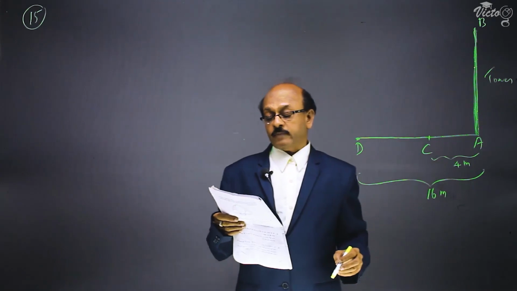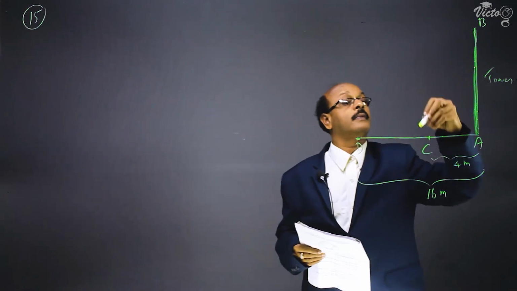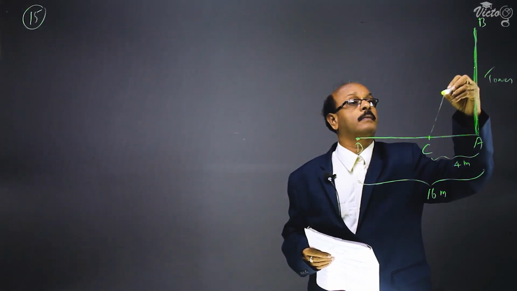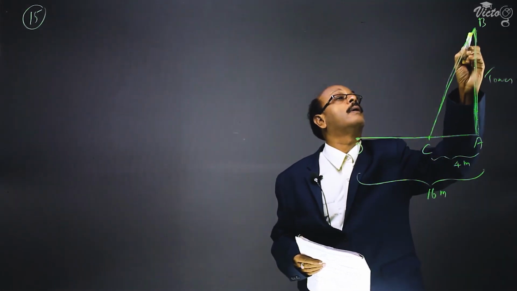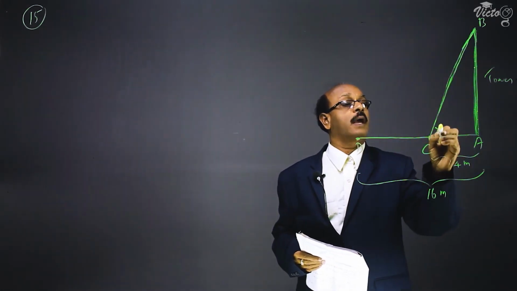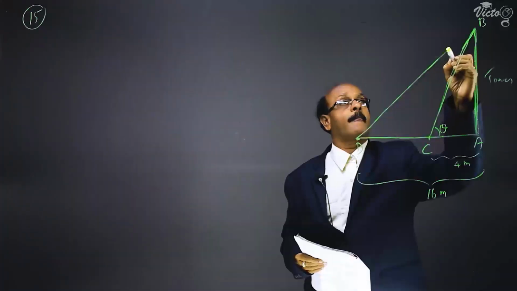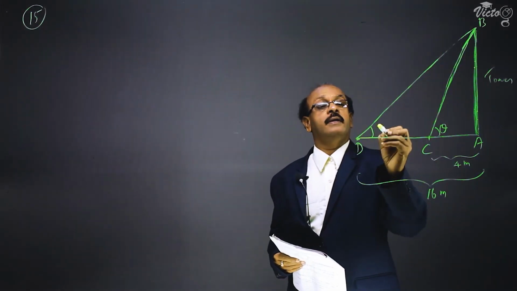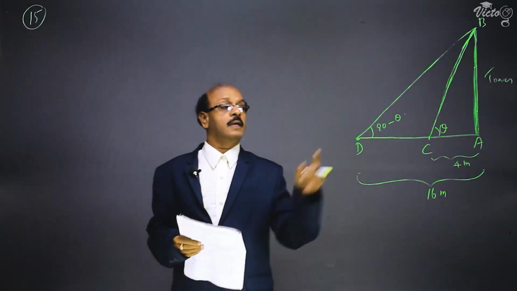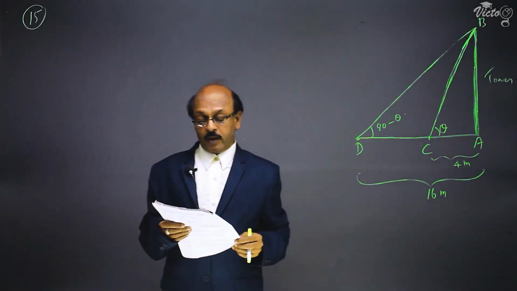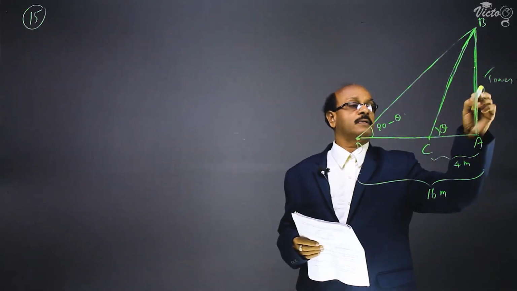Angles of elevation from C and D of the top of the tower are complementary. That means if you are taking this angle to be theta, then this angle is 90 minus theta. That is the meaning of complementary angles. Sum will be 90 degree. We have to find out the height of the tower. Take the height of the tower as h.